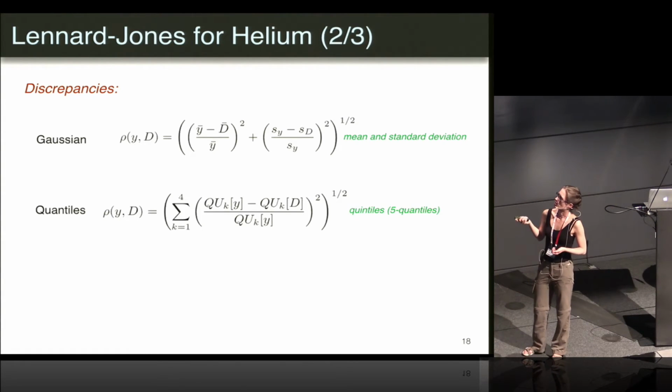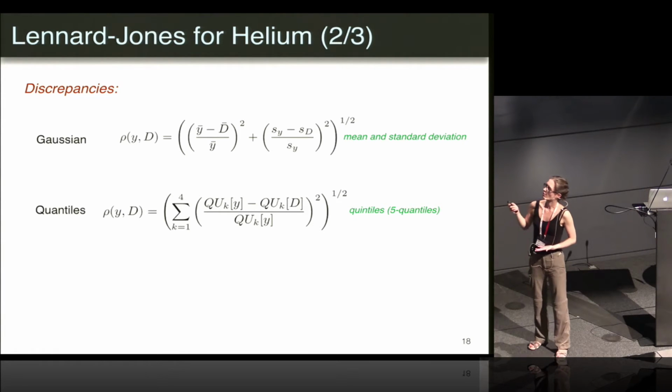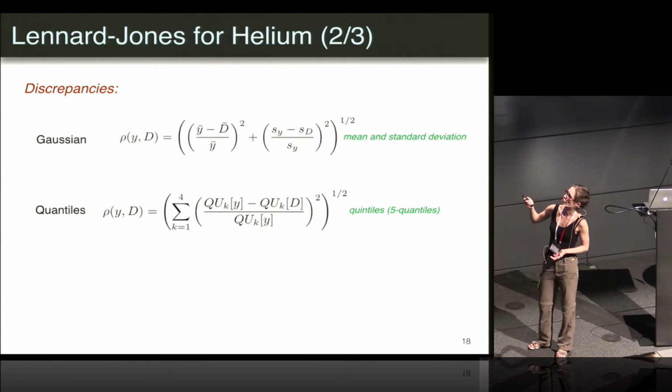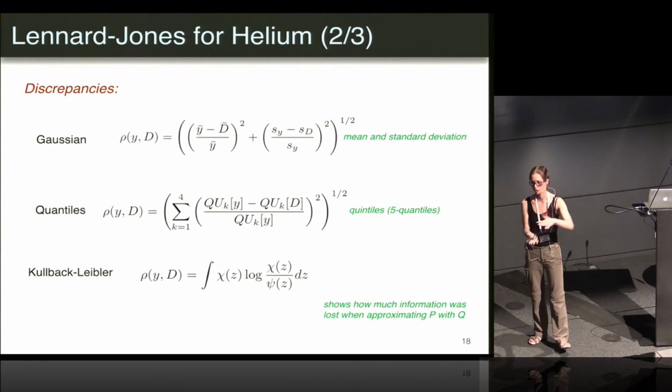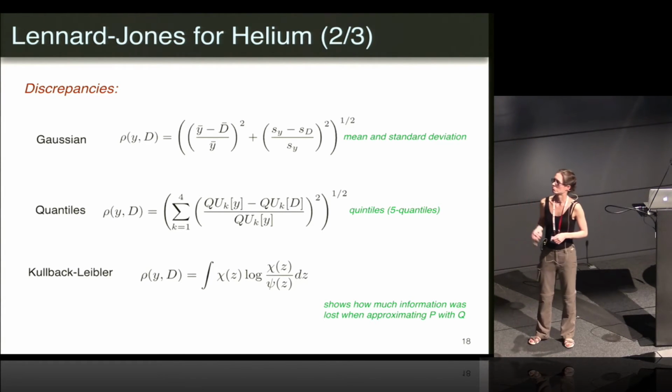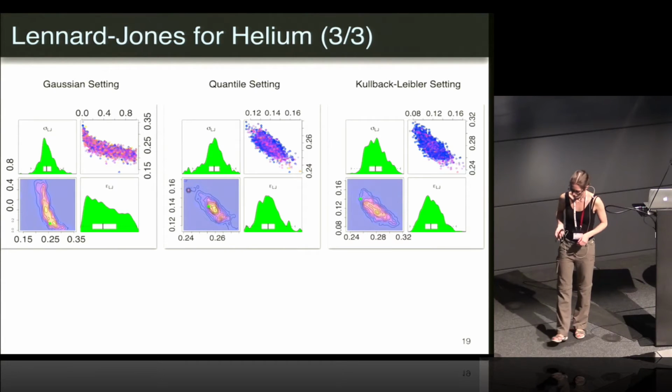The second choice is quantiles. So we just take quantiles of the distribution from the experimental one and the model outcome, and we compare them. We took 4 of the quantiles. And the last one is a Kullback-Leibler distance. So we just directly compare 2 distributions with this metric. And we applied all the 3 cases to our problem, and let's see what we observed.